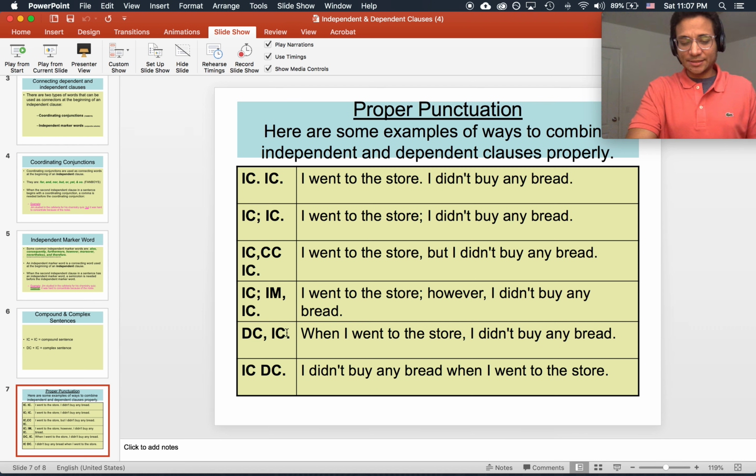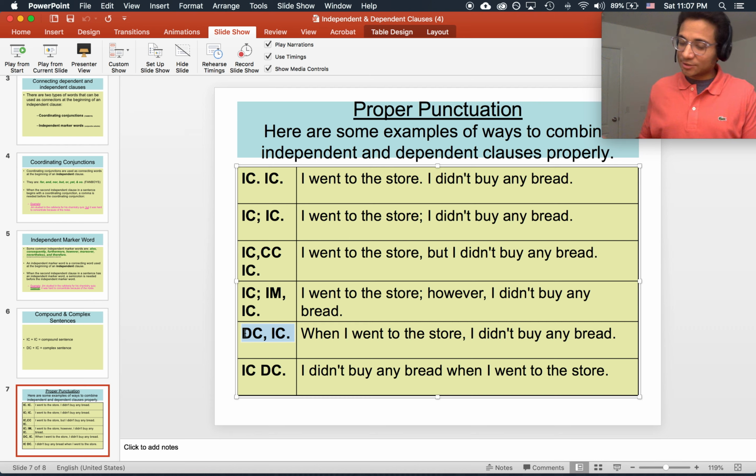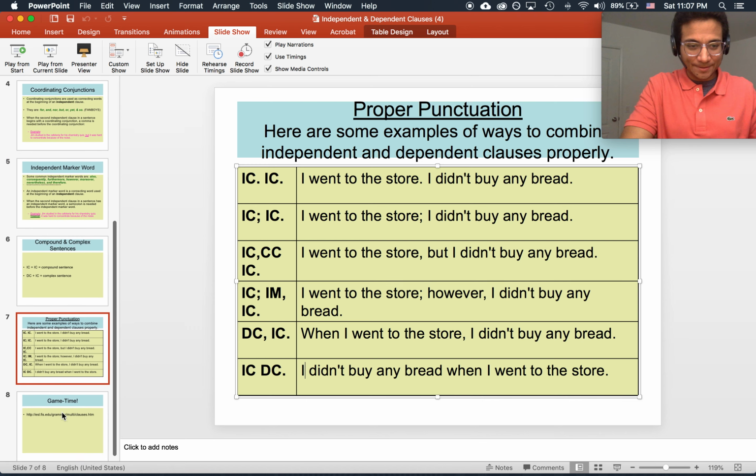Okay, what kind of sentence is this? Dependent clause and independent clause. Is it complex or is it compound? Yes, it's complex. Or you could just combine it into one sentence. So I didn't buy any bread when I went to the store. It's all valid. These are all just different ways of expressing the idea, and that relates to what? Your stylistic choices as a writer, right?